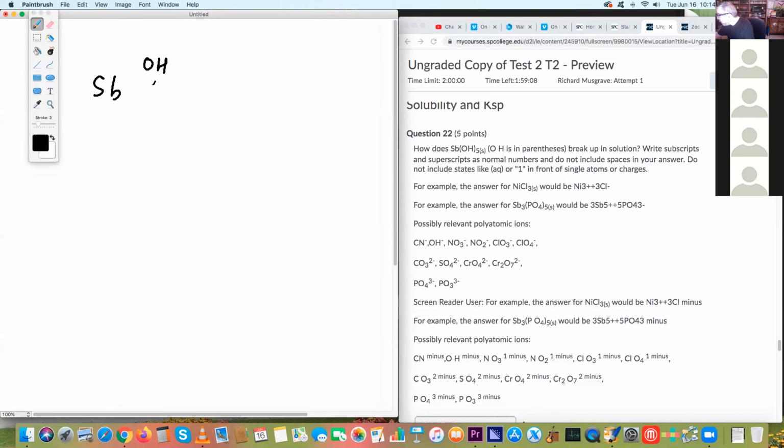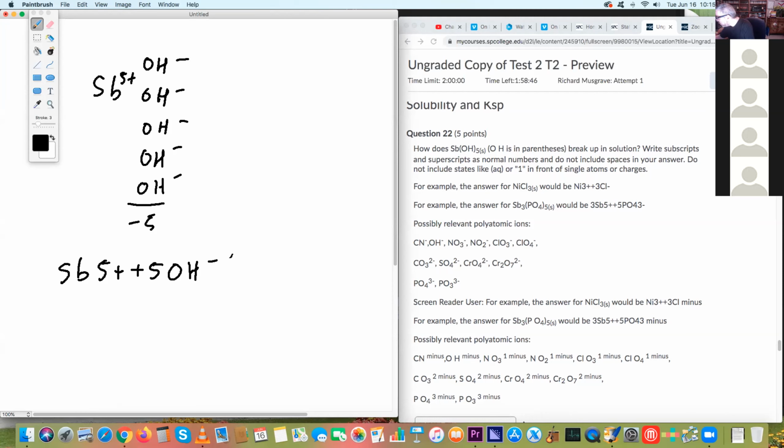And if you've got SbOH5, what I'd recommend you do is draw a picture of what that would look like. And if you see that as being -5, then you know that the antimony would have to be 5+, and the answer you'd put down would be Sb5+, plus 5 OH minus. That would be the answer you put down there. Any questions?